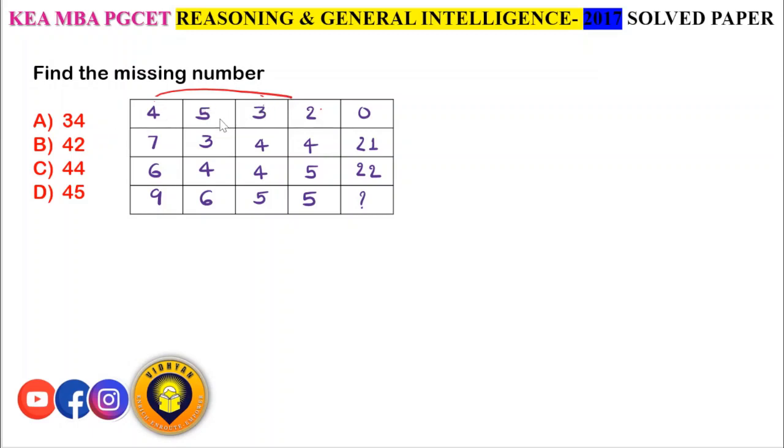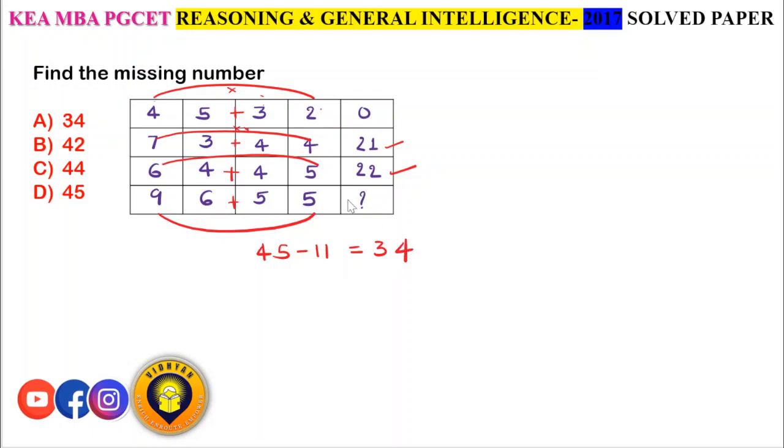But if you multiply and check it out, 4 twos are 8, and 5 plus 3 is also 8. Right, 8 minus 8 is 0. Similarly, 7 into 4 is 28, and 4 plus 3 is 7. 28 minus 7 is 21. Yes, it is satisfying. Similarly, 6 into 5 is 30, 4 plus 4 is 8, 30 minus 8 is 22. Correct. So therefore, 9 into 5 is 45, 6 plus 5 is 11. So 45 minus 11 is going to be how much? That is 34. Option A is our answer.